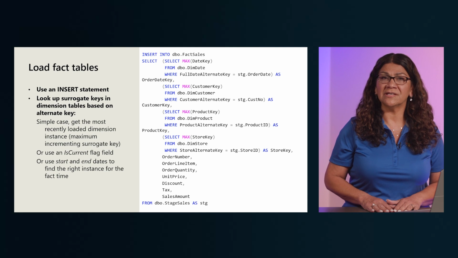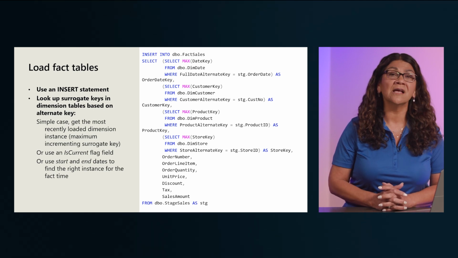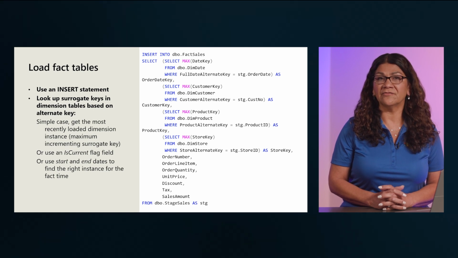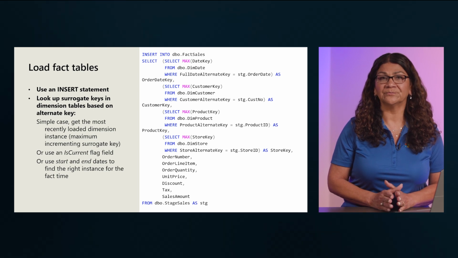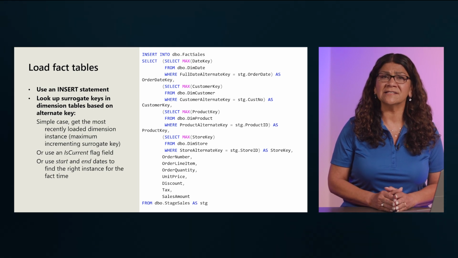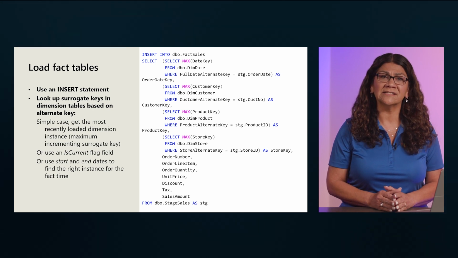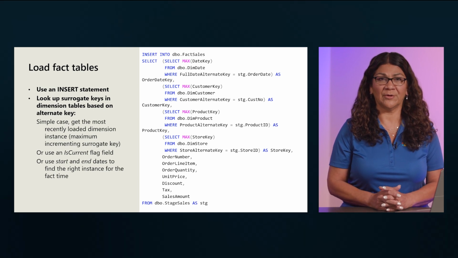Remember, too, the need to look up the dimension surrogate key, which means that in most data warehouse loading processes, dimension tables must be loaded before the fact table. Note that the provided SQL statement is used to insert data into the fact sales table from the stage sales staging table. It involves mapping foreign keys from dimension tables, DIM date, DIM customer, DIM product, DIM store, to the corresponding keys in the fact sales table.